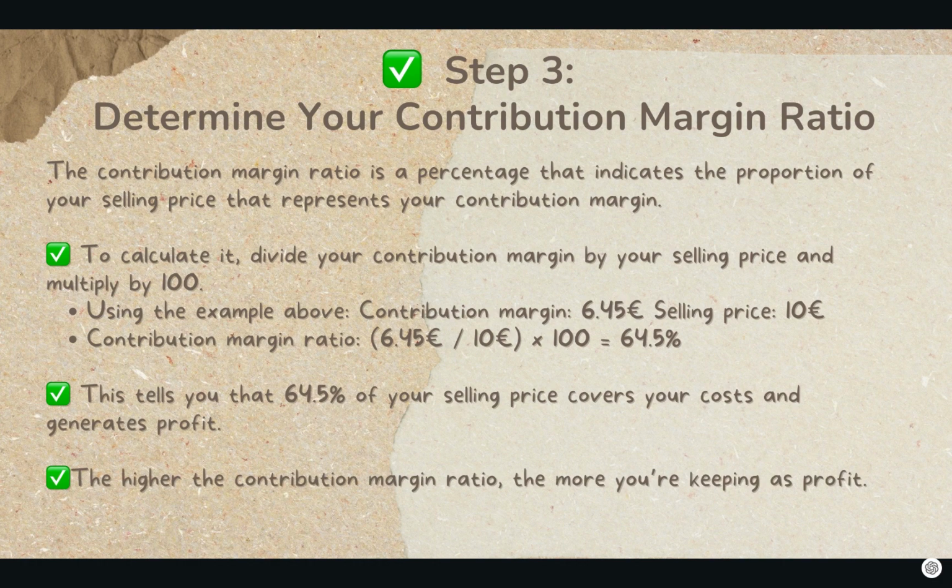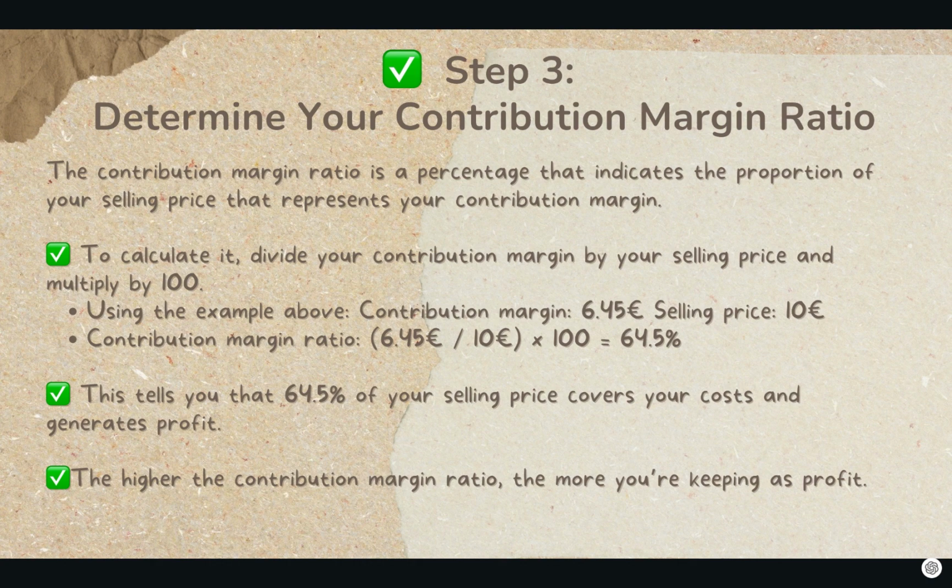Step 3 is to determine your contribution margin ratio. The contribution margin ratio is a percentage that indicates the proportion of your selling price that represents your contribution margin. In order to calculate it, you divide your contribution margin by your selling price, and then you multiply it by 100. Using the example that we just talked about, your contribution margin was €6.45. Your selling price was €10. For your contribution margin ratio, we take the €6.45, divide it by the selling price, which is €10, and times it by 100.